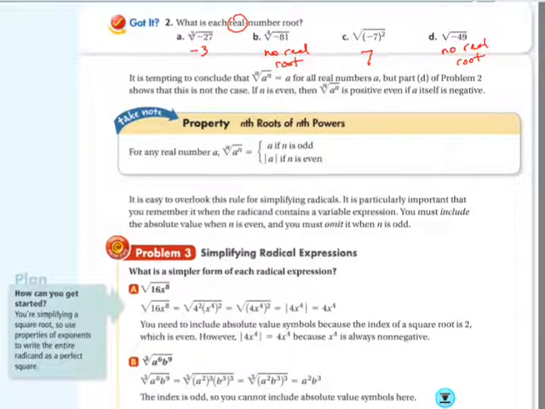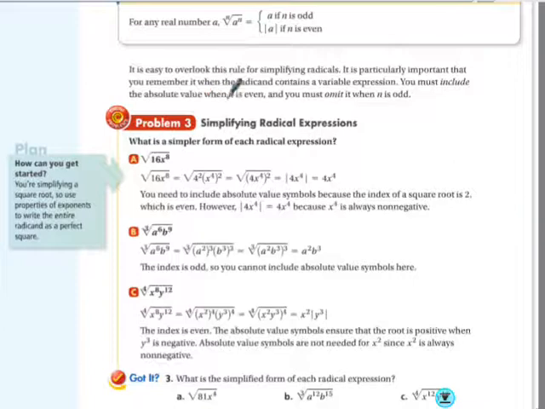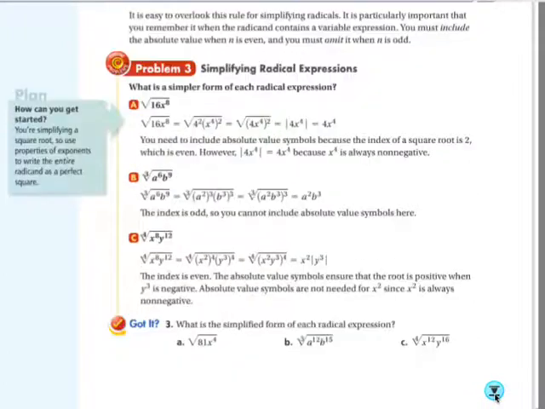All right? So, let's look at it. It's easy to overlook this rule for simplifying radicals. It's particularly important that you remember it. When the radicand contains a variable expression, you must include the absolute value when n is even, and you must omit it when n is odd. Okay? Must include it when it's even, must omit it when it's odd.